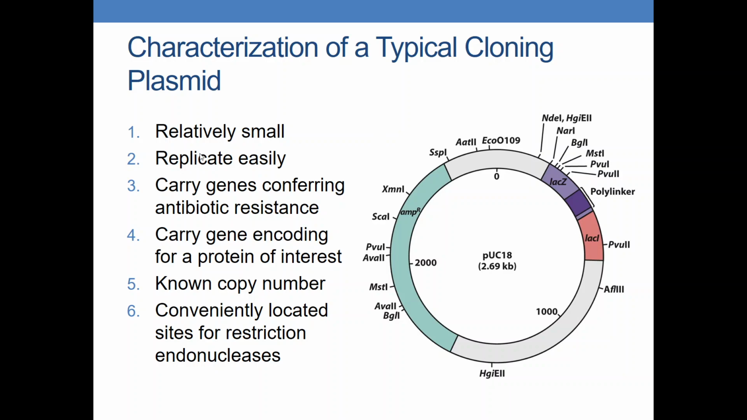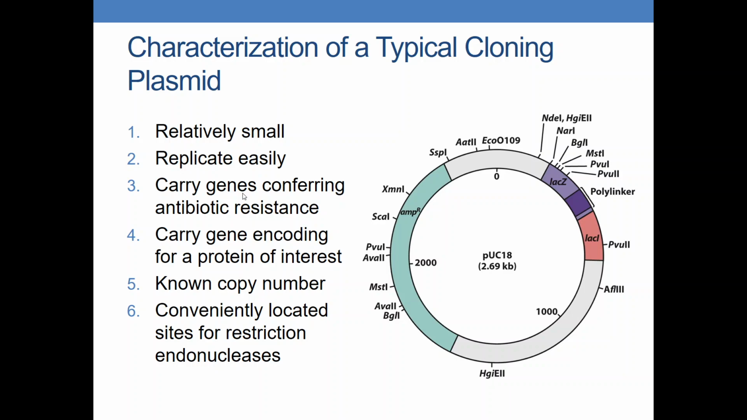A typical cloning vector would also replicate easily. So once you get it into cells, you want the cells to be pretty readily able to replicate your cloning vector or plasmid. And this is good because then you basically just have to get one copy of your plasmid into a cell, and then the cell will start replicating it, especially if there's a fitness advantage. And you can then sort of reach your low or high copy number steady state condition.